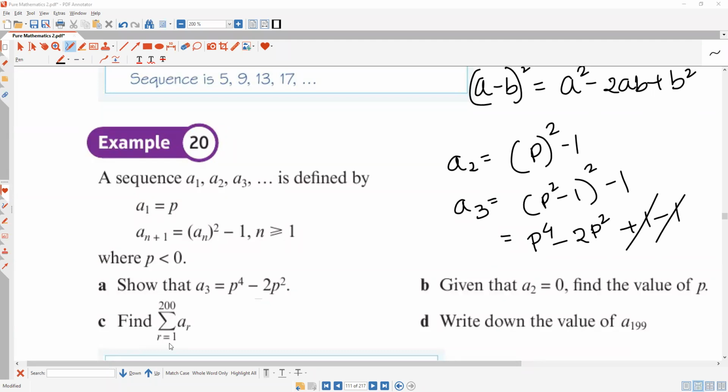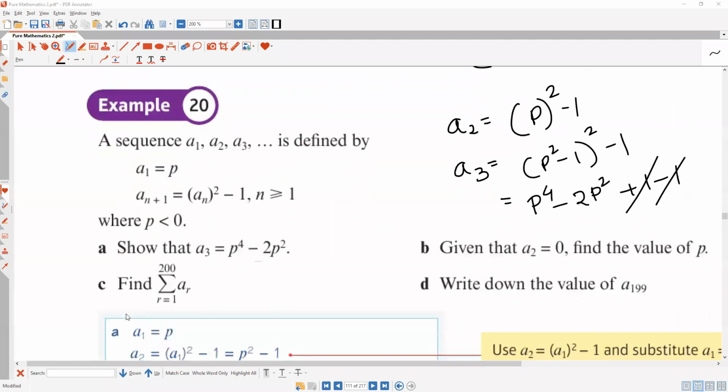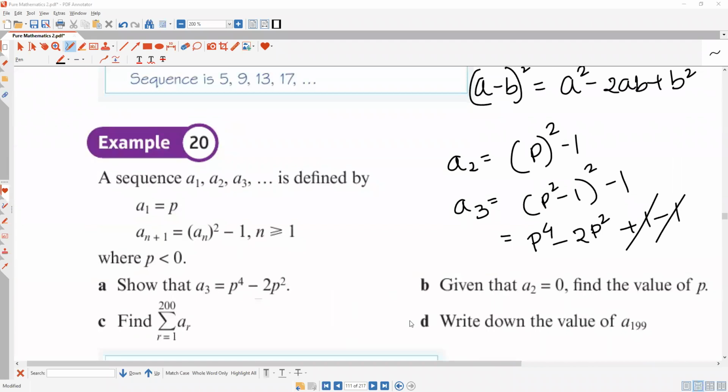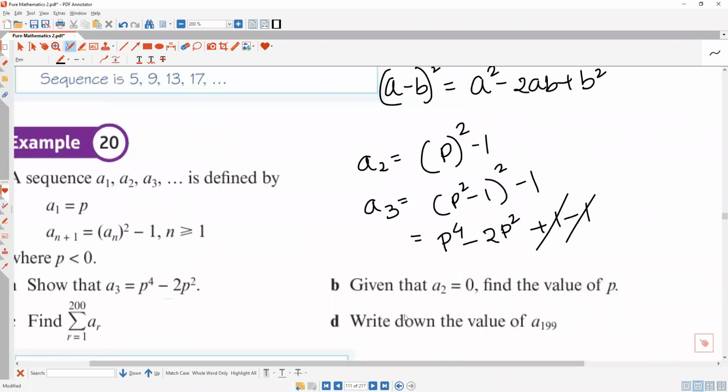Sorry, I forgot. Okay, now given that a2 is 0, they gave you a2 to be 0. What was my a2, by the way? a2 equals 0. Find the value of p.